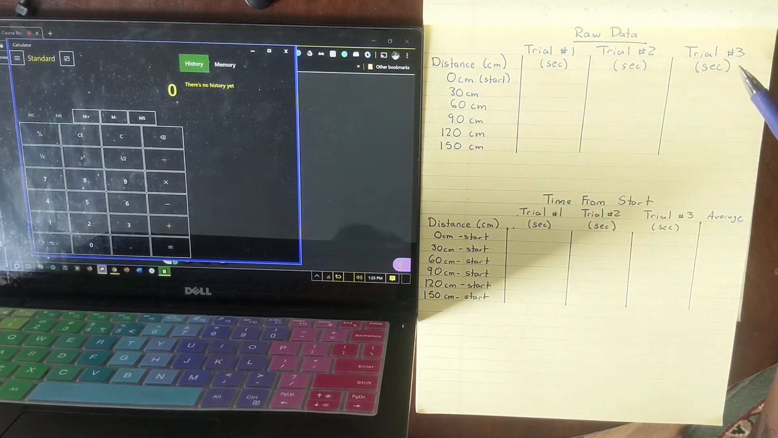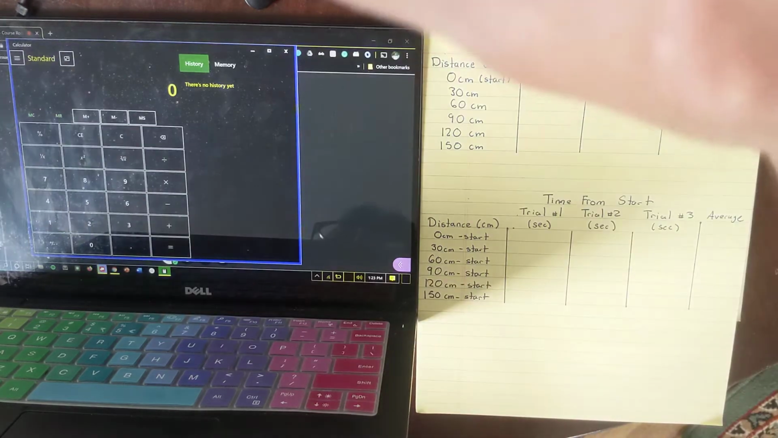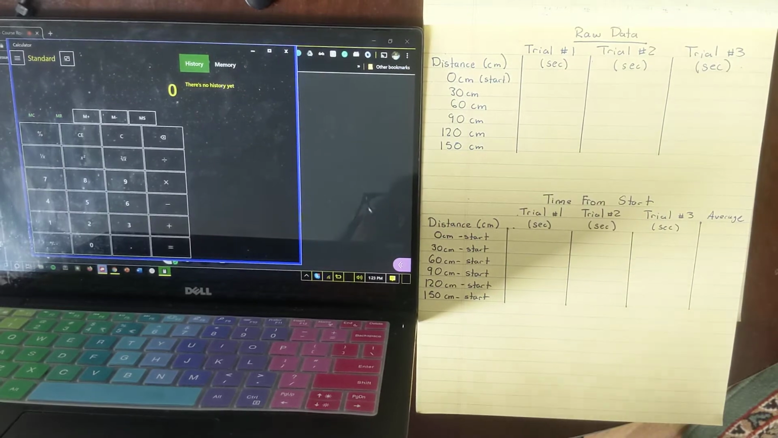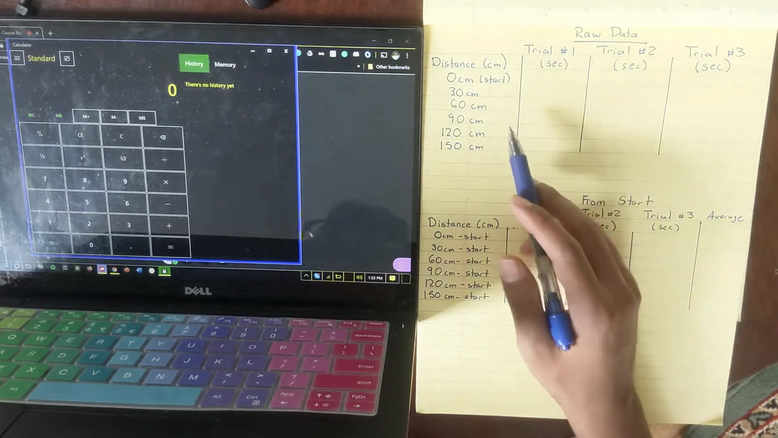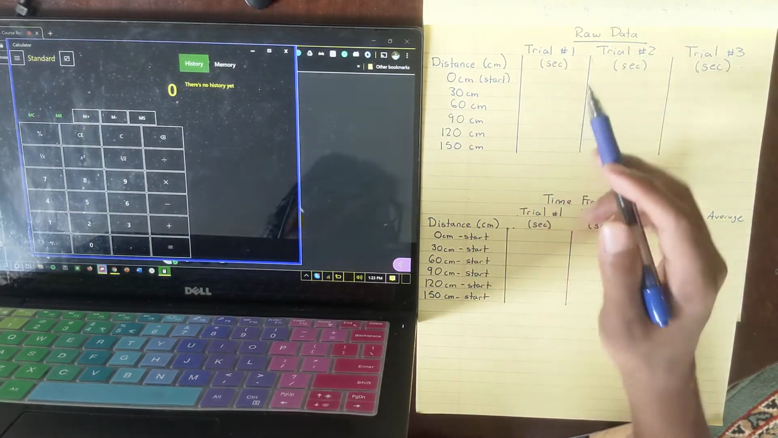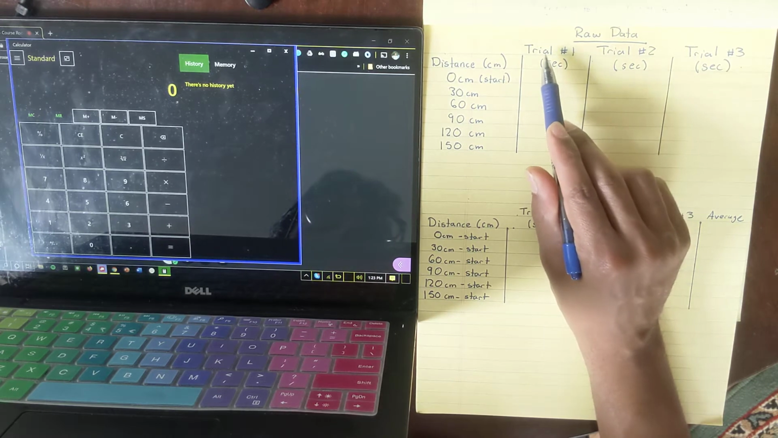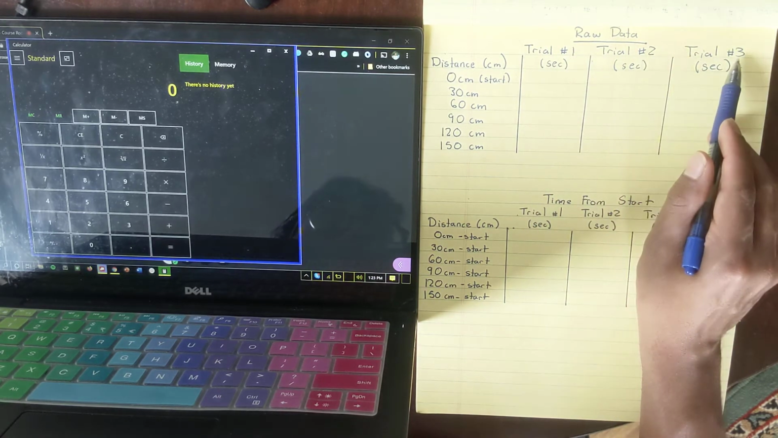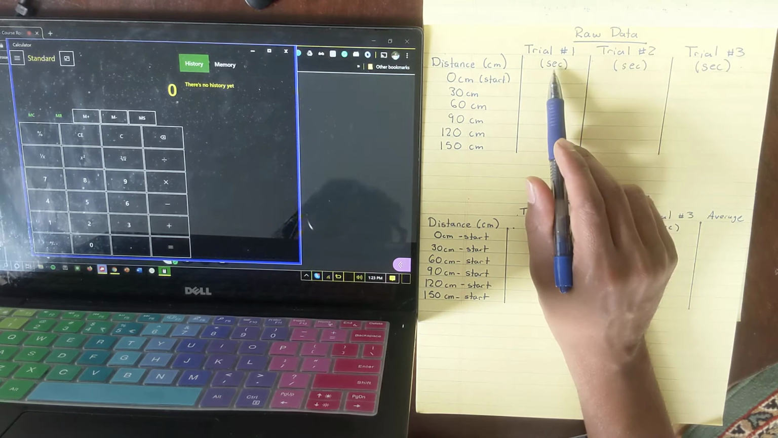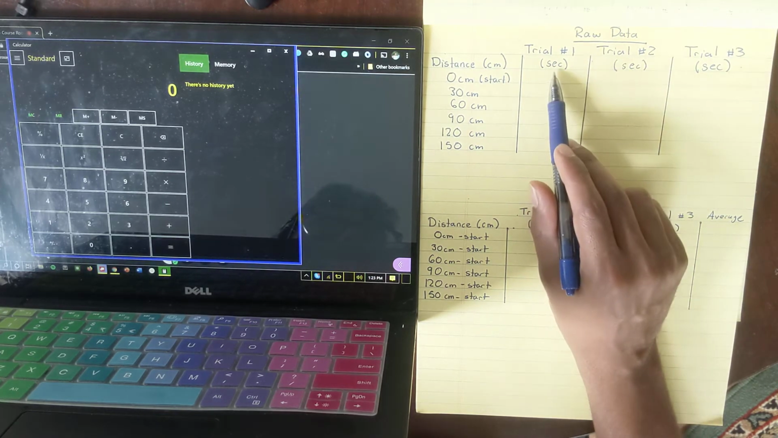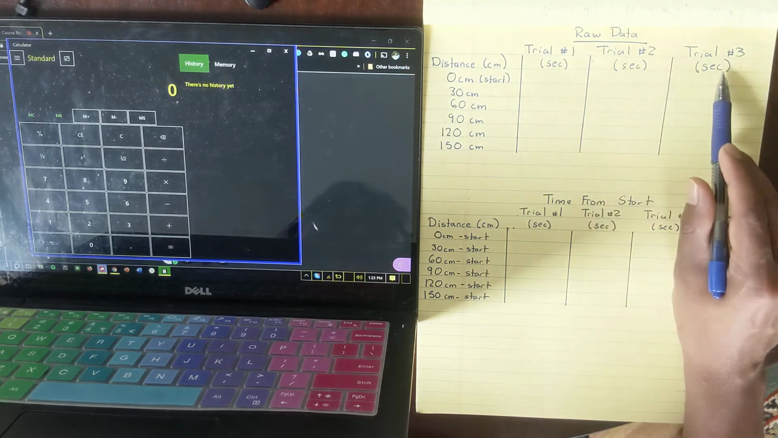All right? The first thing you need to do is set up your data table to look like what I have here, where I have my 3 trials, trial 1, trial 2, and trial 3, at the top. We're going to be recording those values in seconds, so I want you to write the units underneath: seconds, seconds, and seconds.